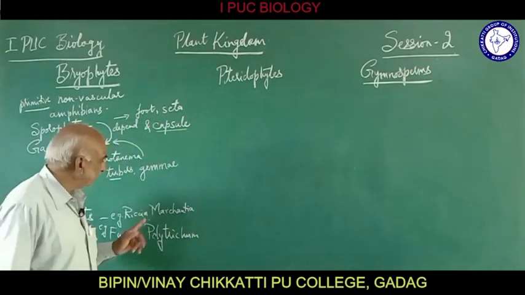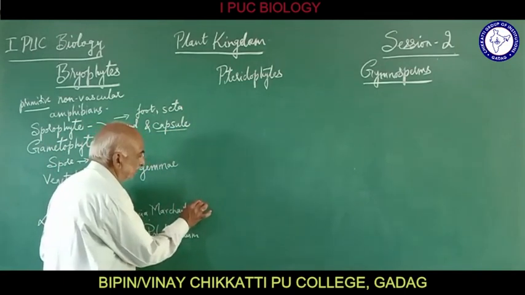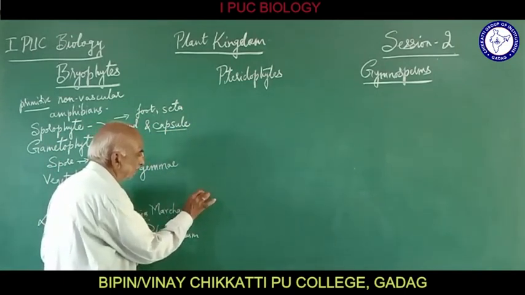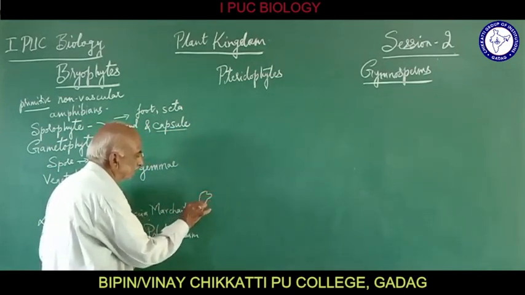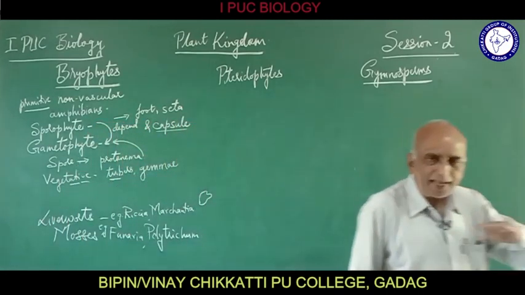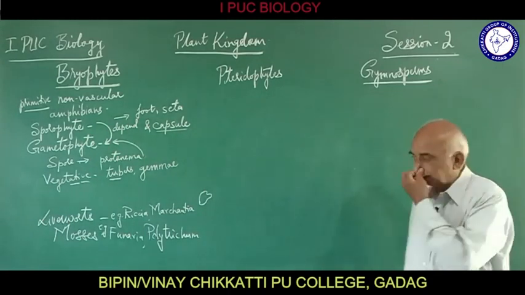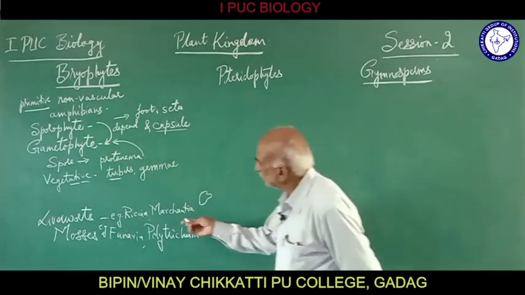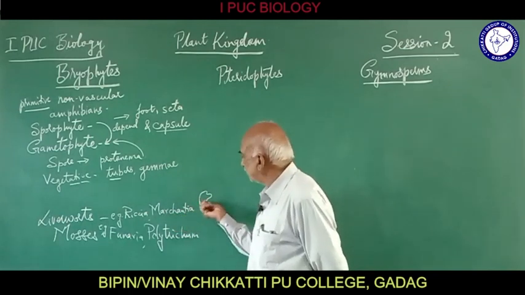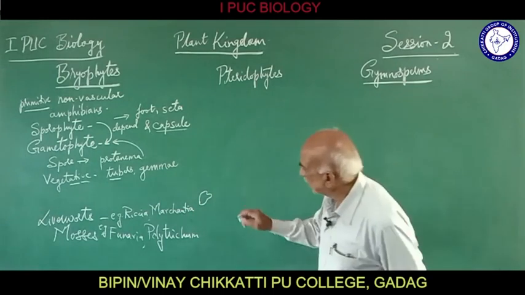So to give an idea, Riccia, if you see, is a small plant which looks like this. This is how the plant body looks. It is flat, thick, leaf-like, and green in color. And Riccia and Marchantia appear like this. There is some minute difference between Riccia and Marchantia.